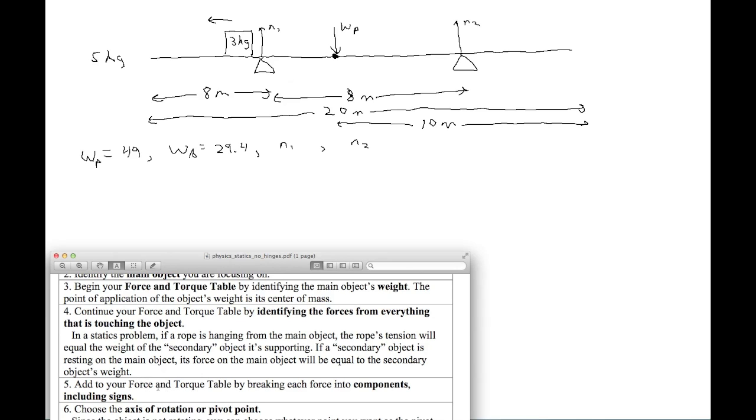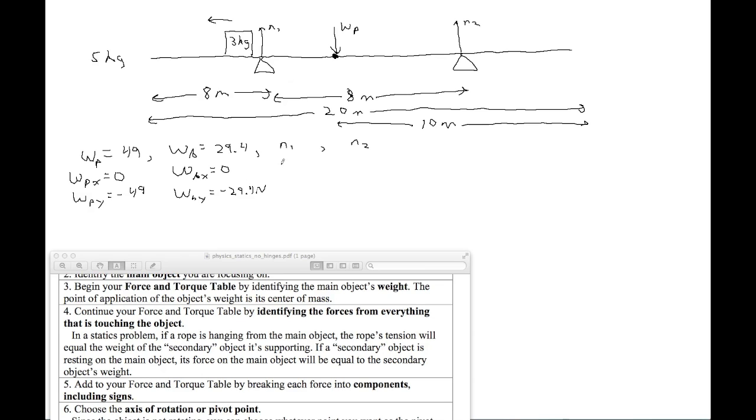Step 5, break all the forces into components. So what would be the x component of the weight of the plank? So that's 0, because it's vertical. And what's the y component of the weight of the plank? That would be negative 49 newtons. Good. And what's the x component of the weight of the box? That's 0 as well. And the y component of the weight of the box? Negative 29.4 newtons. Good. It's good here that you're distinguishing between the kilograms, which is the mass, and the newtons, which is the weight.